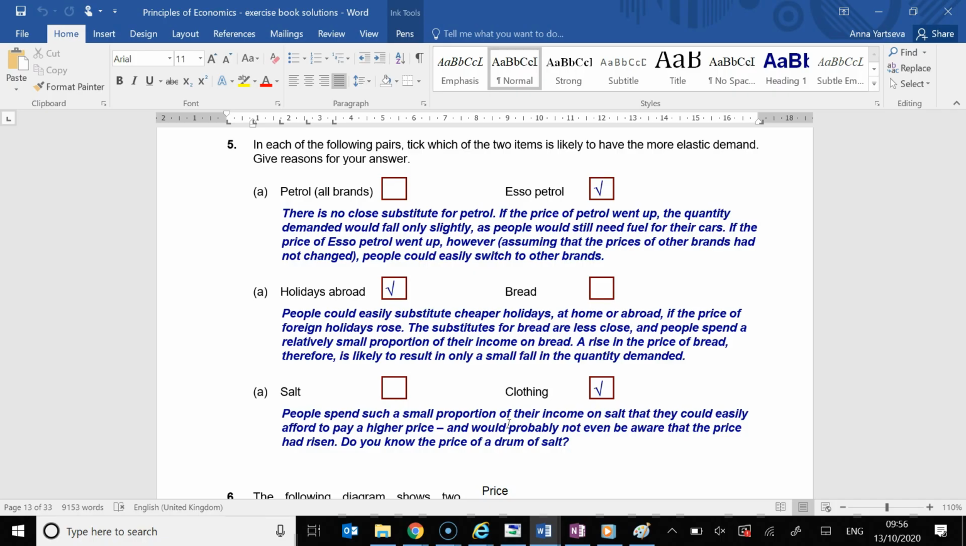So because you spend considerably more on clothing, the demand is likely to be much more sensitive compared to demand for salt. So this exercise illustrates different factors which can affect elasticity of demand.